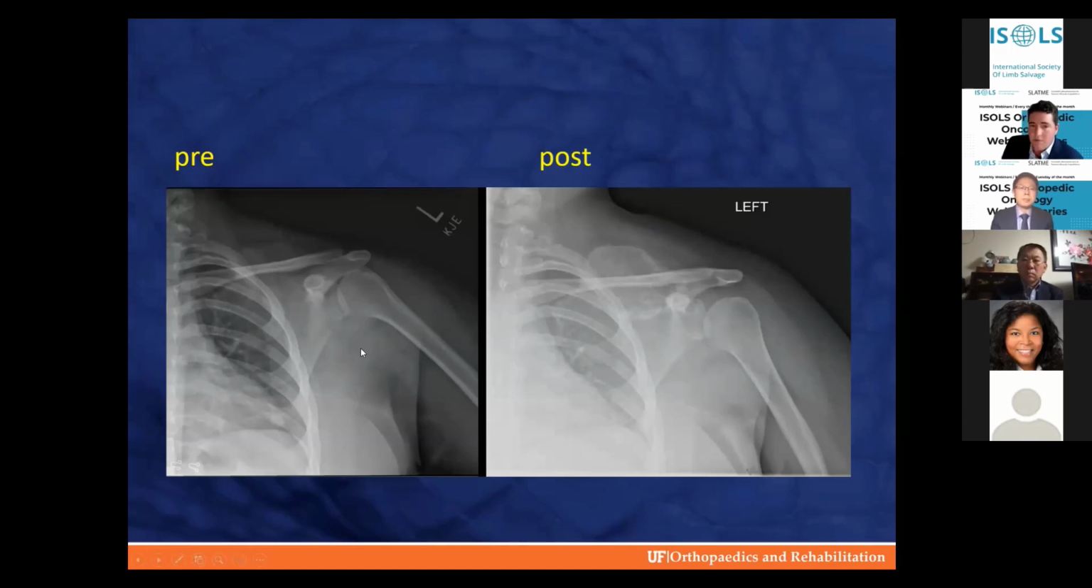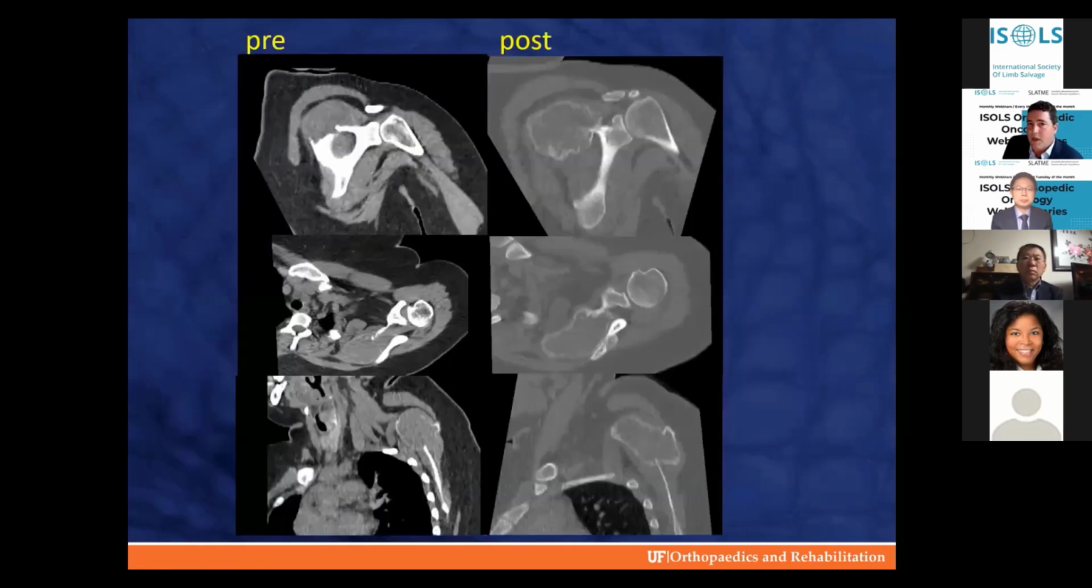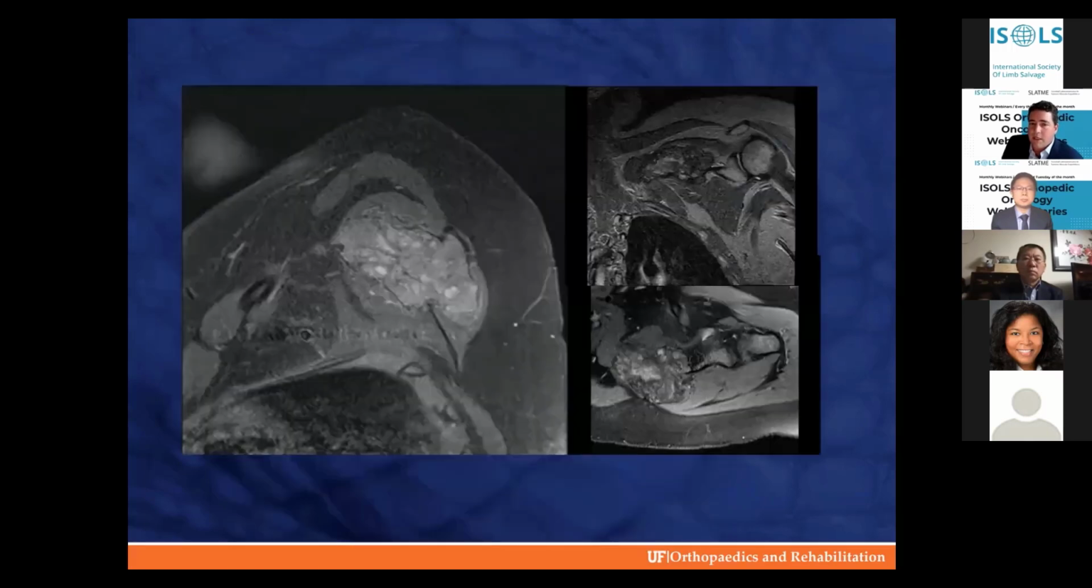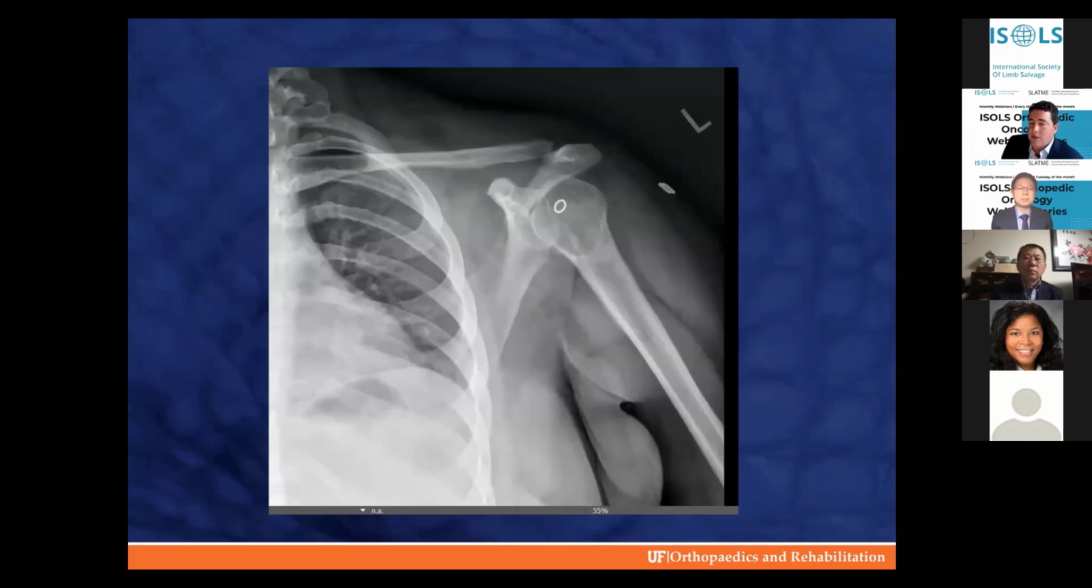And then after denosumab, you can see how it kind of nicely mineralized and allowed us to improve our overall margin. This is pre and post CT scans of the same tumor. The left side is the soft tissue windows, but you can't really see it on the bone windows, which is why I didn't use it there. This is a pre-op MRI, and then ultimately we did a resection of this one, and she did quite well.